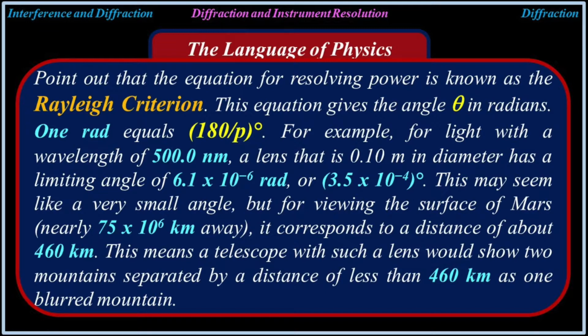Point out that the equation for resolving power is known as Rayleigh's criterion. This equation gives the angle theta in radians. 1 rad equals 180 over pi degrees. For example, for light with a wavelength of 500 nanometers, a lens that is 0.1 meter in diameter has a limiting angle of 6.1 times 10 to the negative 6 radians, or 3.5 times 10 to the negative 4 degrees.